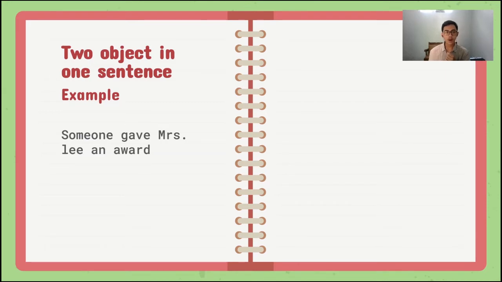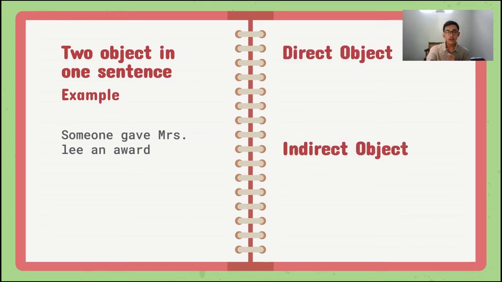I have one example here, in which the sentence has two objects. The sentence is, "Someone gave Mrs. Lee an award." If we want to form the passive voice, and we have two objects, we need to identify the direct object and the indirect object.